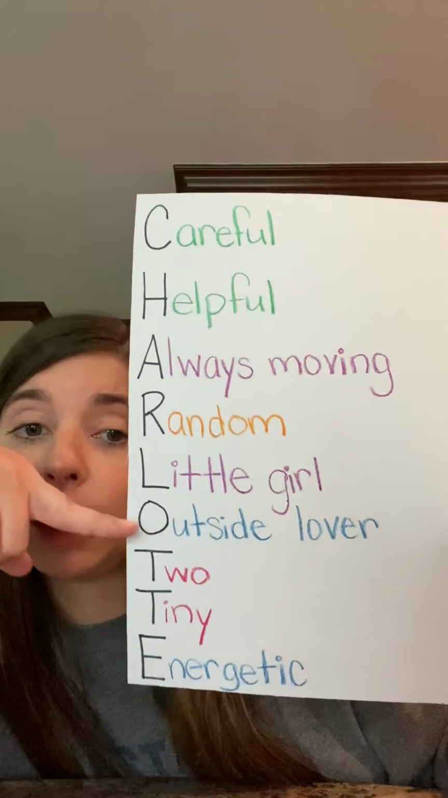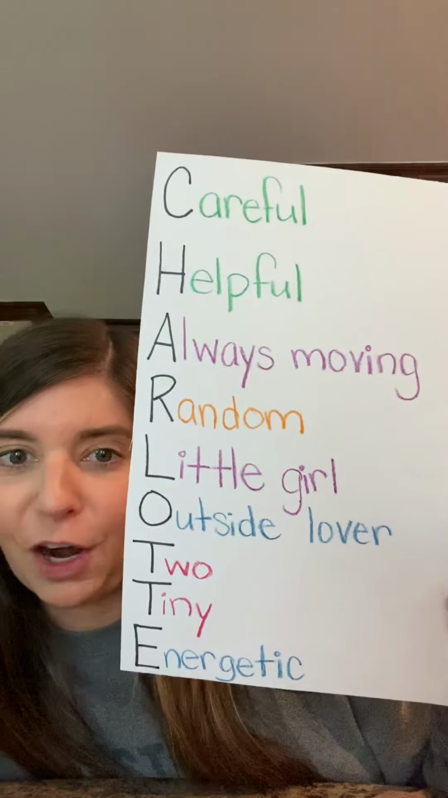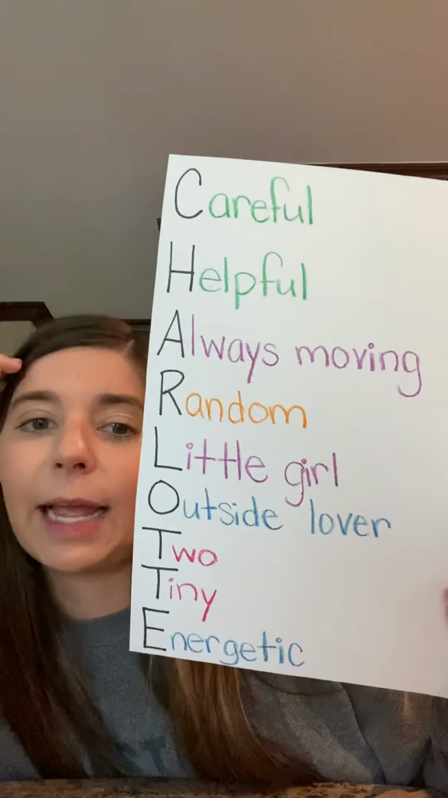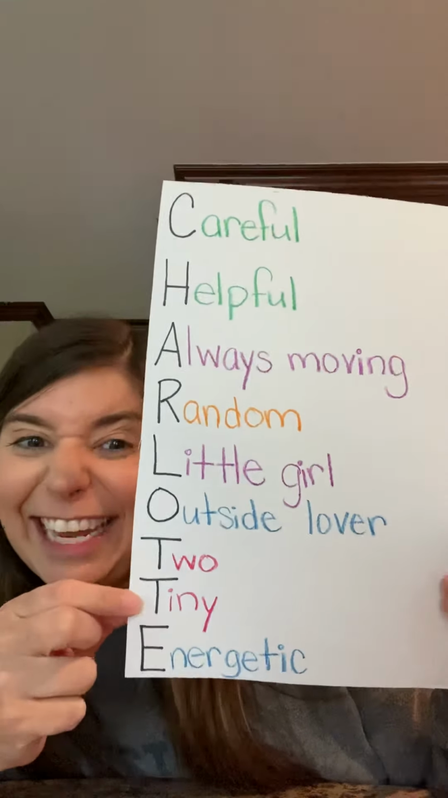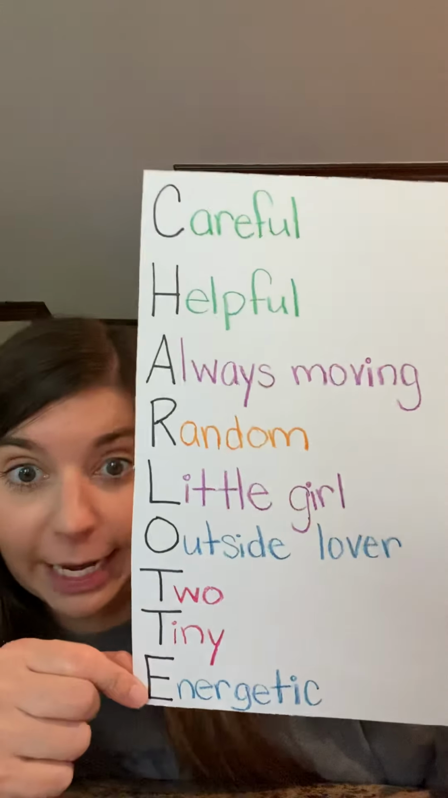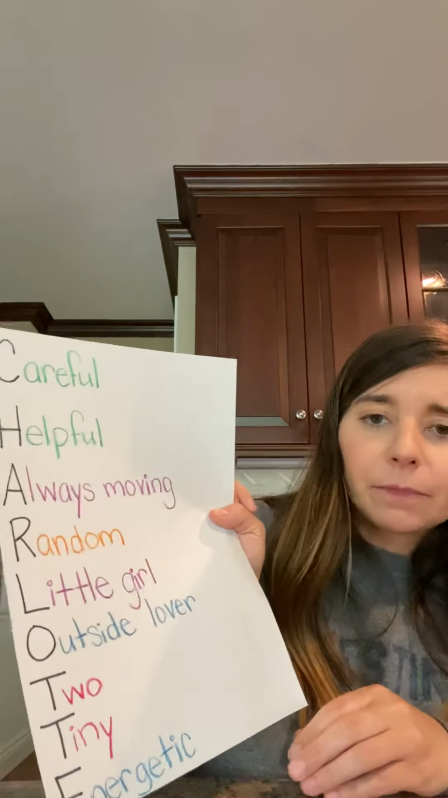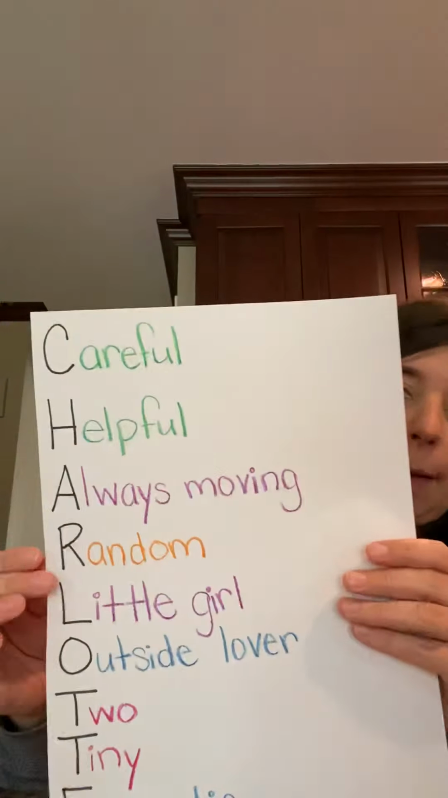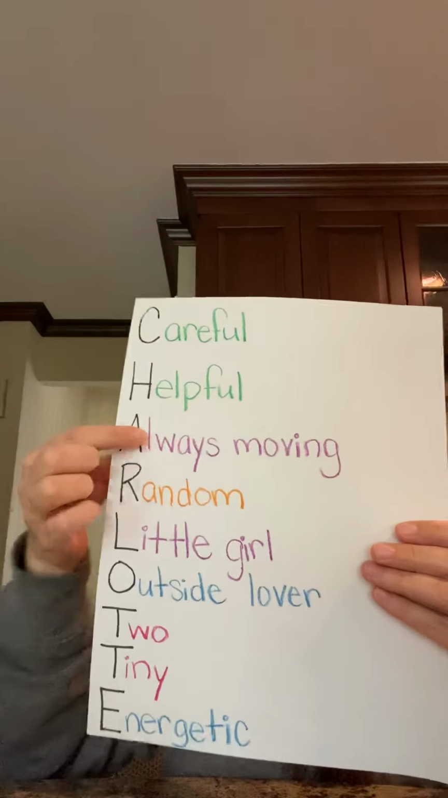She's a little girl. She is, I can't read that. Oh, an outside lover. We've loved being outside. So she's an outside lover. She's 2. She's tiny, and she is energetic. Very energetic. So that is the poem that I wrote for Charlotte. And so I just wanted to share that with you. You can see that most of them are just one word, but a couple of them I have 2 words. You could have up to a small or short phrase as well.